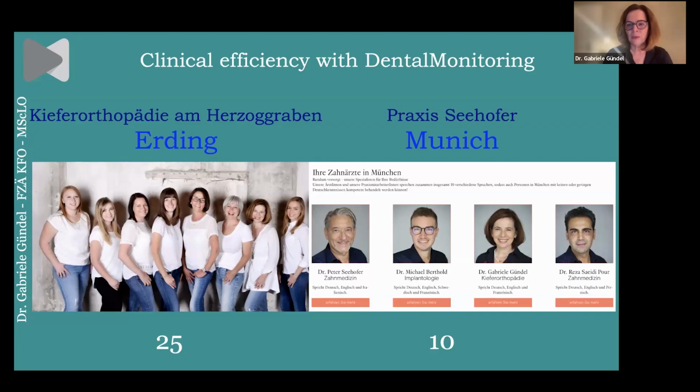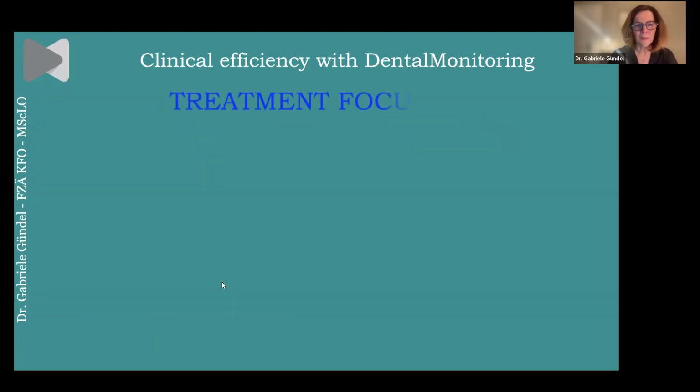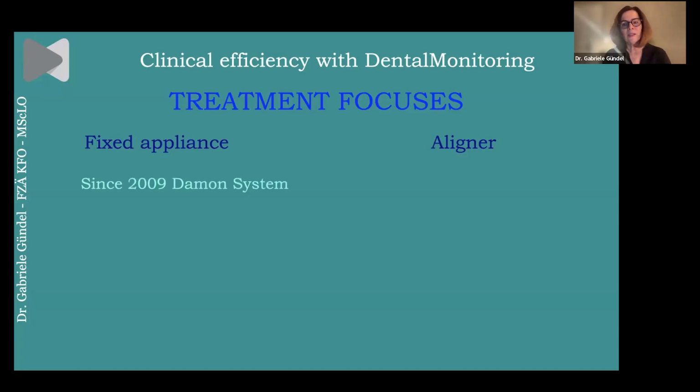And here in this center, we are treating a lot of really complex adult patients with TMJ, with implants, with aesthetic dentistry, with everything you can imagine, and of course, also with dental monitoring. In both of my practices, my treatment focuses are fixed appliances on the one side and aligners on the other side. So I'm really convinced that in a modern orthodontic practice, we can still use fixed appliances and aligners as well.